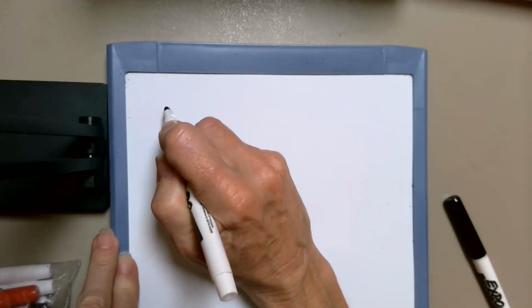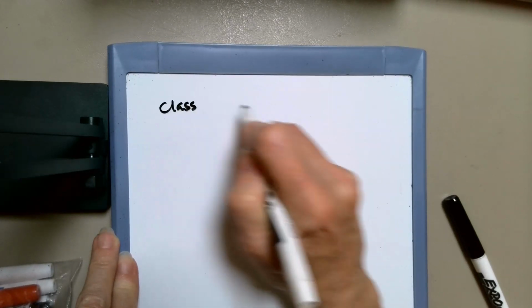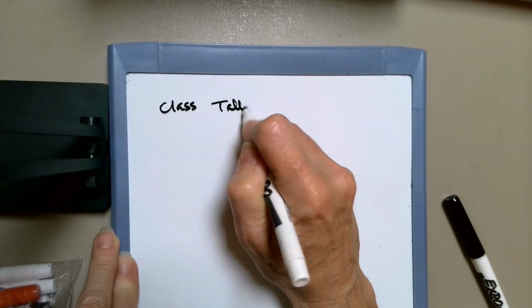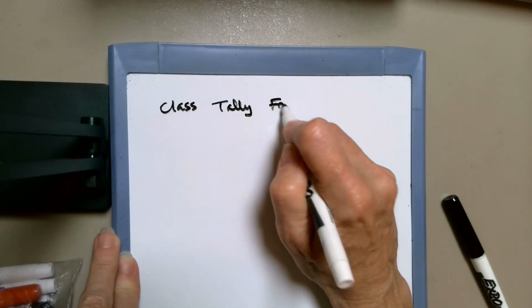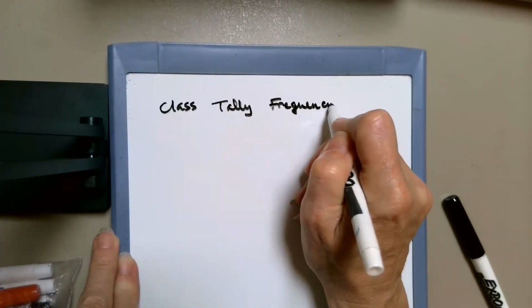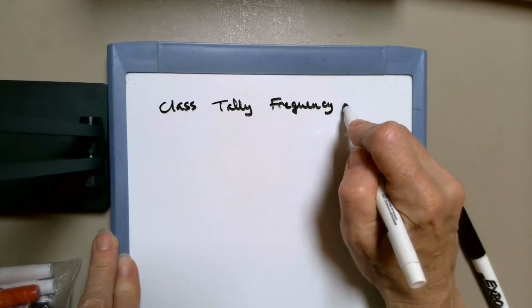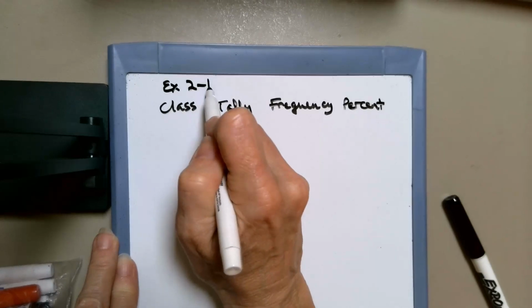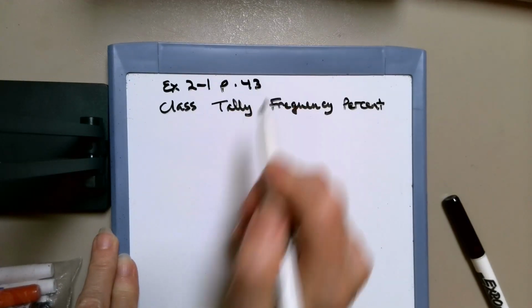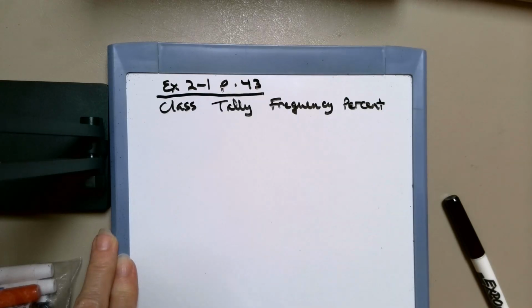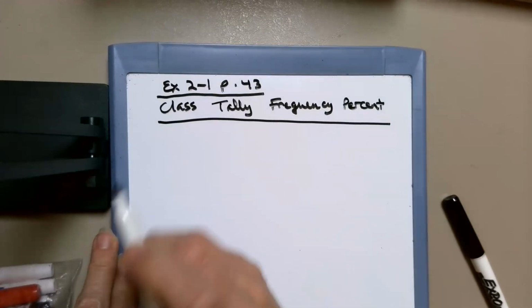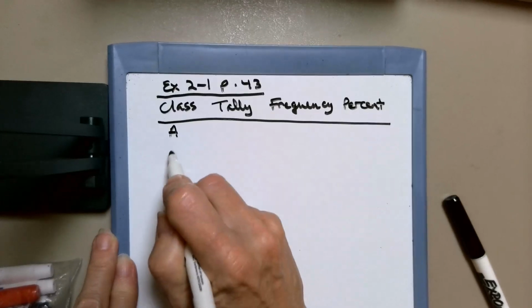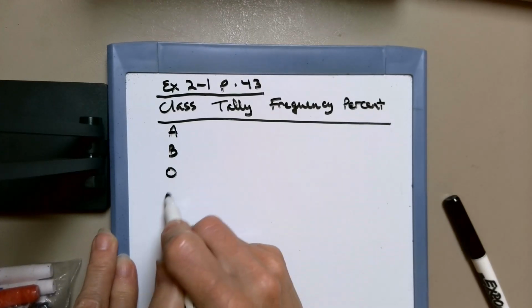So what we're going to do is construct a frequency distribution here. We've got the class, we've got the tally where we count up the blood types, counting up the tally marks, we'll have the frequency column, and then we're going to have a percent. Again, this is example 2.1 on page 43. The different blood types are A, B, O, and AB.